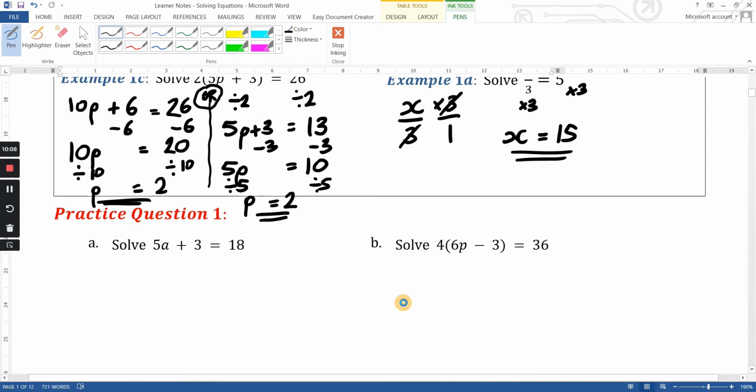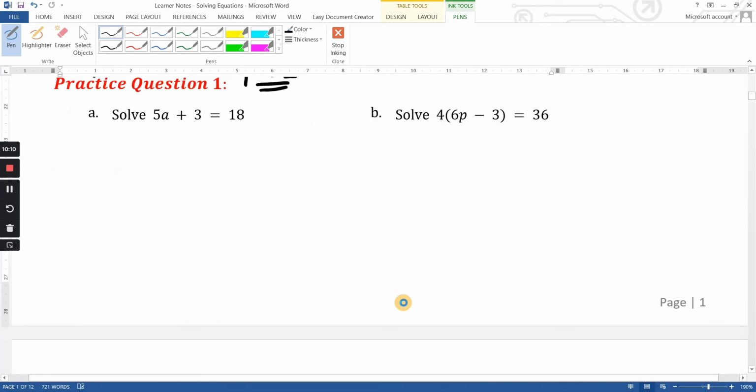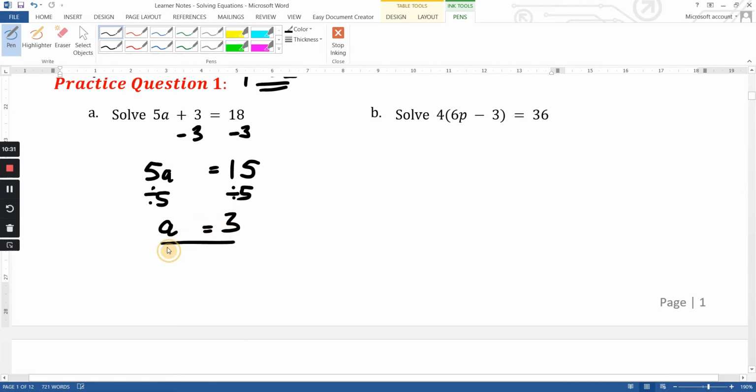Right, let's go through the answers. Part A, solve 5a plus 3 equals 18. So I'm going to minus 3 to both sides first. That gives me 5a equals 15, and then divide both sides by 5. That gets me a equal to 3.